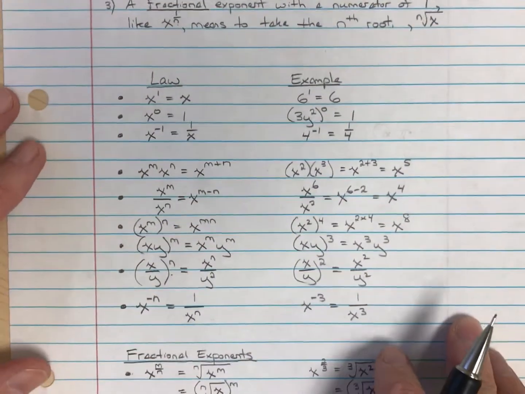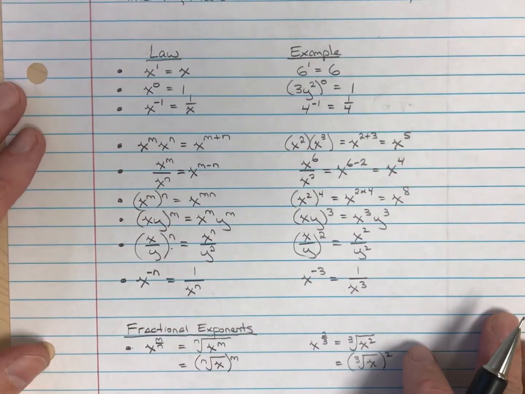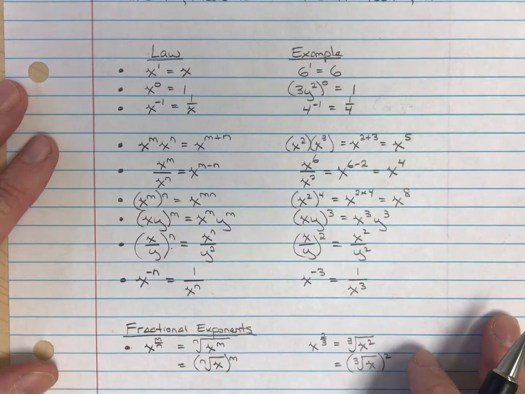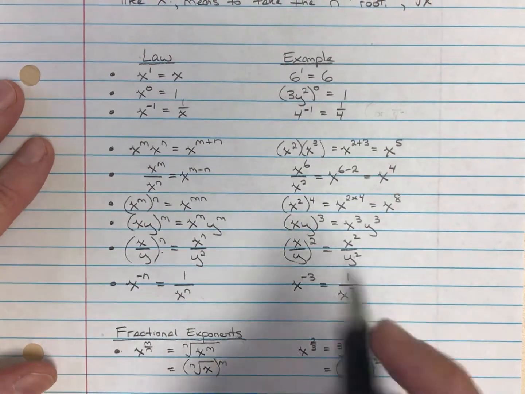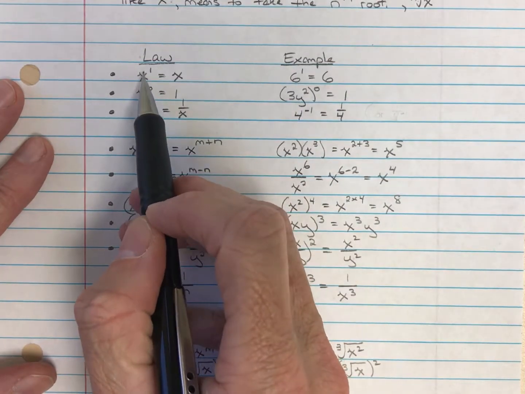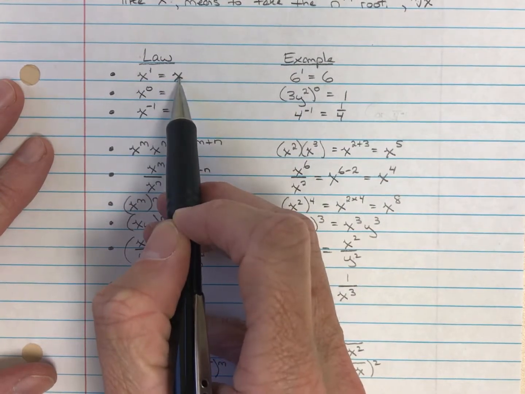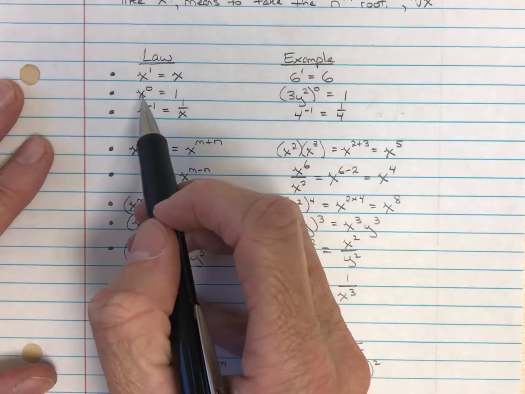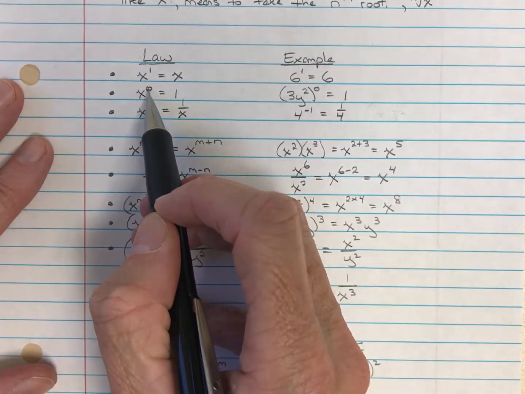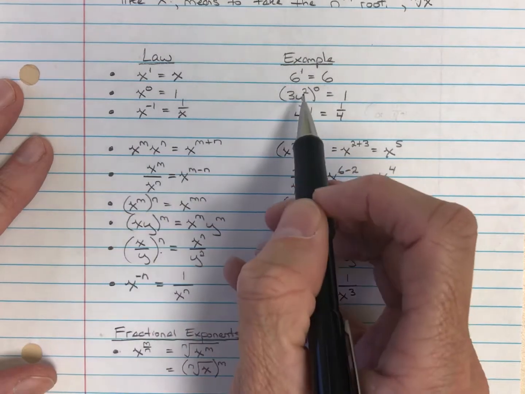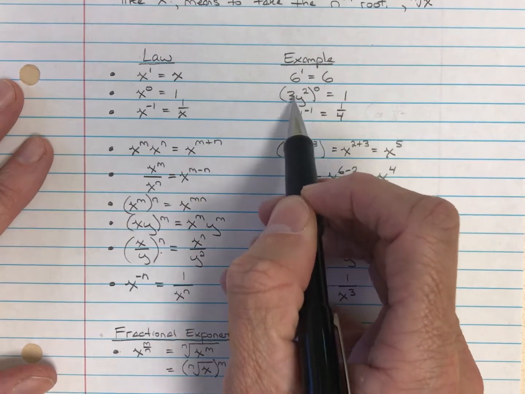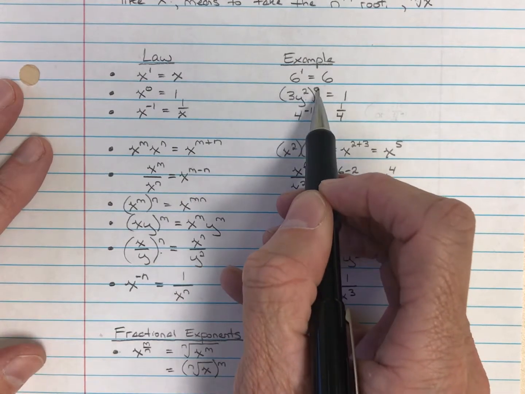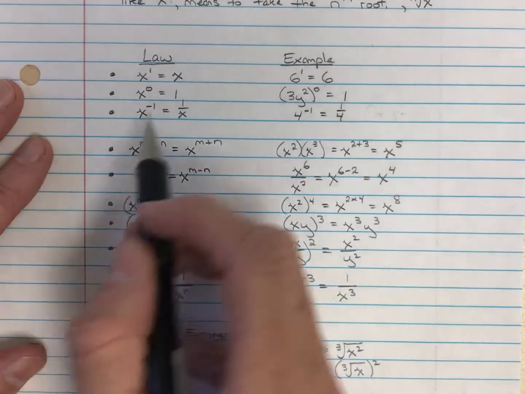All right, so I got a list here of the laws and an example that go with each of them. We'll do a quick rundown of this and then we'll be done. Anything to the first power is itself. So 6 to the first power is 6. Anything to the 0 power is going to be 1. So in this case, I took 3y squared and I raised it all to the 0 power. Well, anything to the 0 power is 1.